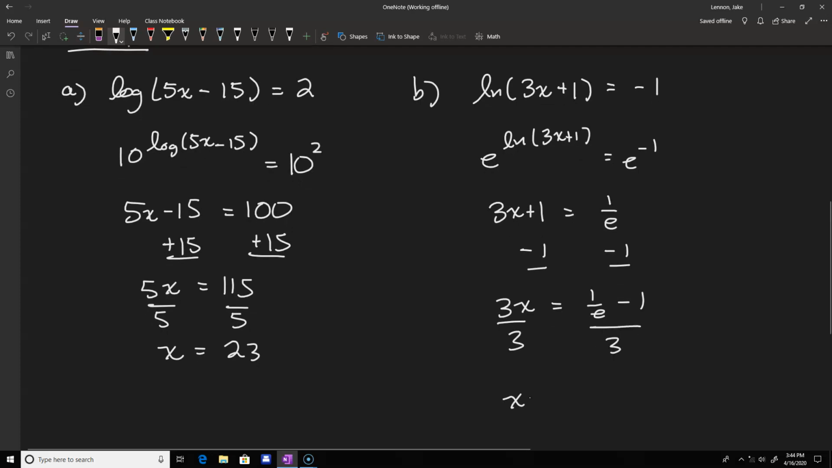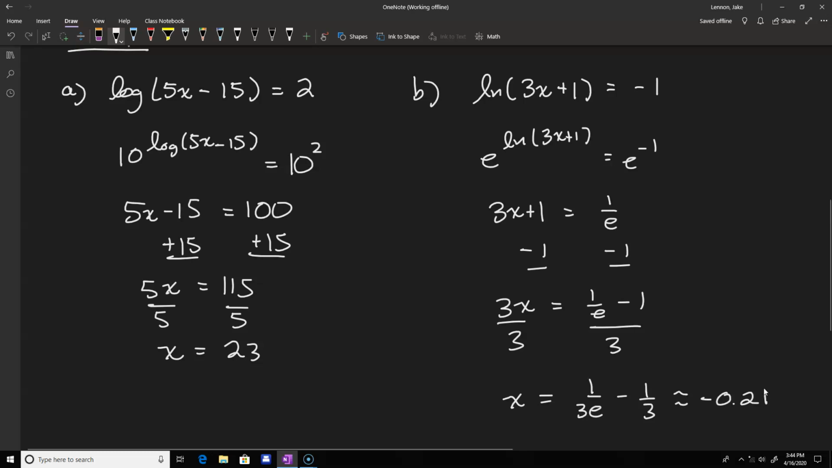So we would have x is equal to, so you're basically dividing each expression by 3, so 1 over 3e minus 1/3. And if you wanted, you could get a decimal representation for that. So let's see what that is. So that comes out to negative 0.21 if you round to 2 decimal places.